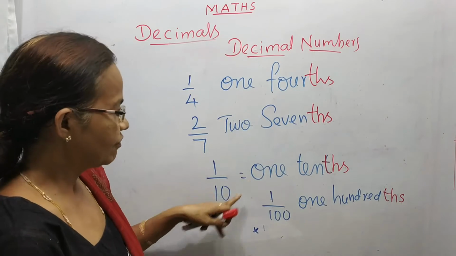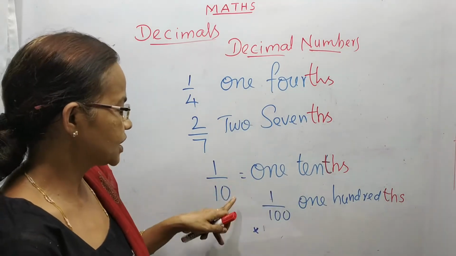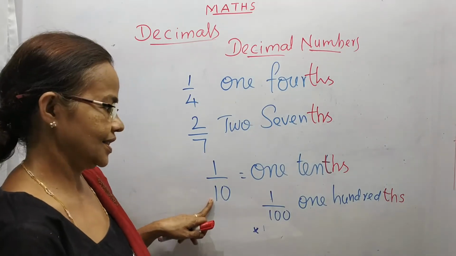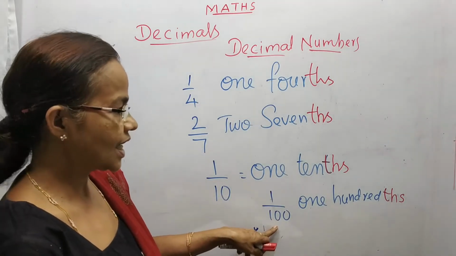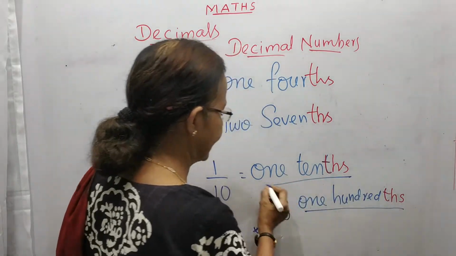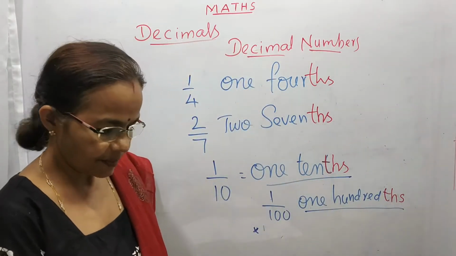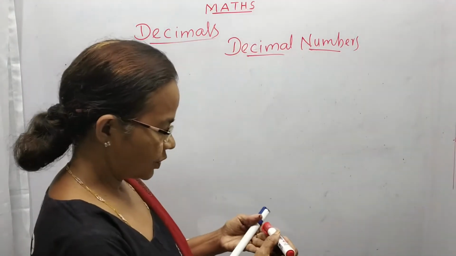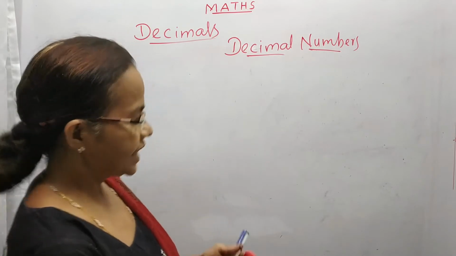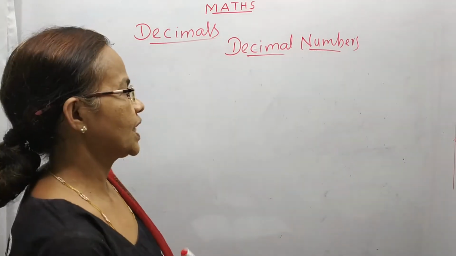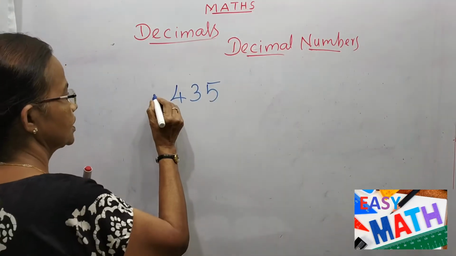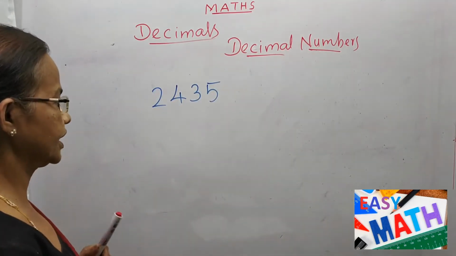1/10, what do you mean by 1/10? 1 part among the 10 equal parts. 1/100 എന്ന് പറഞ്ഞാൽ 1 part among the 100 equal parts. ഓക്കെ, അത് നിങ്ങൾ പഠിച്ചിട്ടുള്ള കാര്യമാണ്. Now let us check the place value chart of decimal numbers. ഡെസിമൽ നമ്പേഴ്സിന്റെ പ്ലേസ് വാല്യൂ ചാർട്ട് ഒന്ന് നോക്കാം. Let us take 2435.